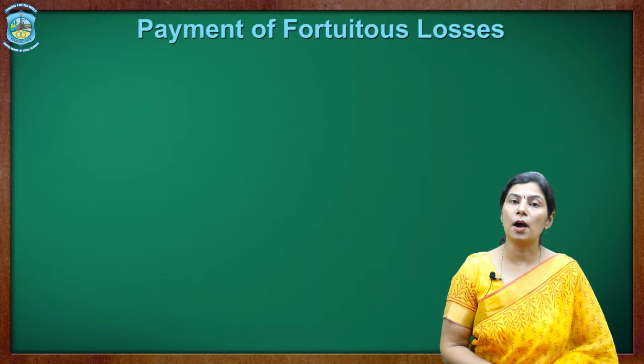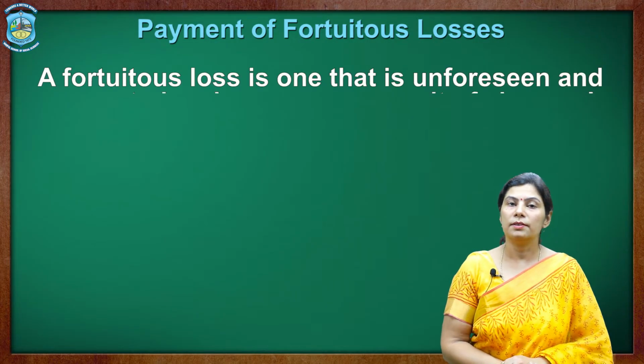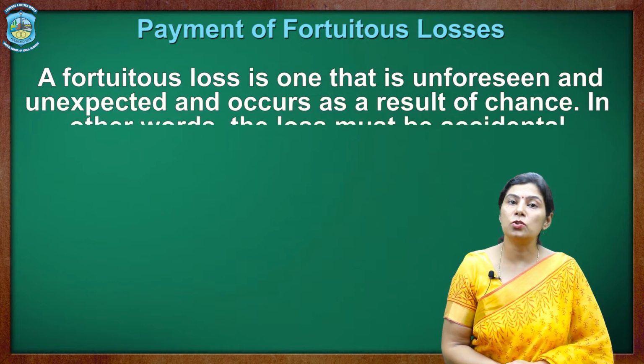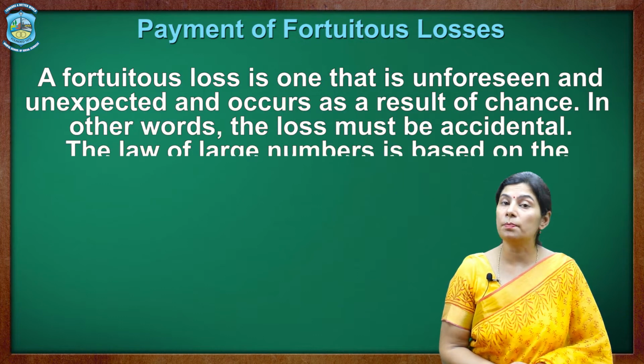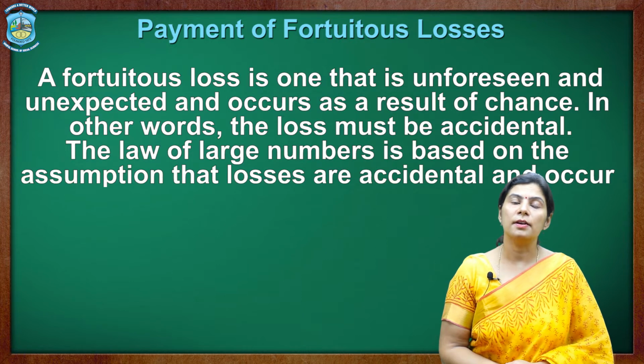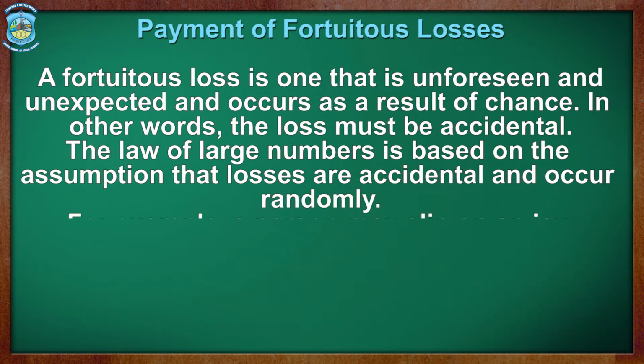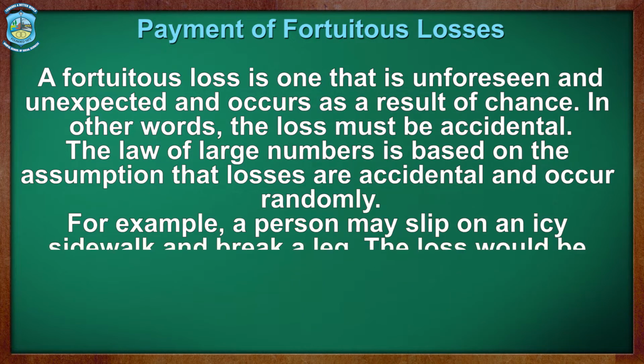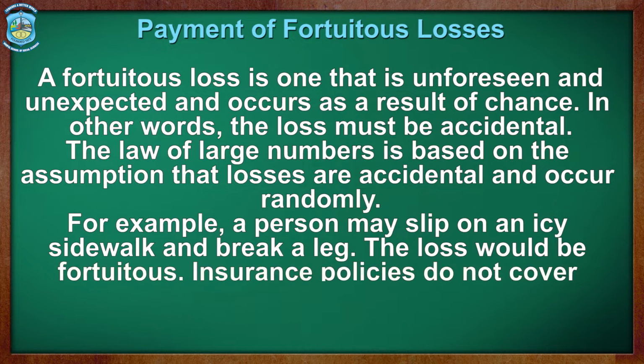The next characteristic of insurance is payment of unforeseen losses. This means that the loss has to be accidental. It cannot be planned, and if it is planned, nothing would be paid under the insurance policy. It has to be unforeseen, it has to be unexpected. Insurance companies do not cover intentional losses.